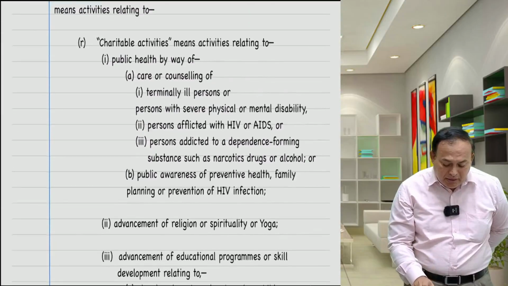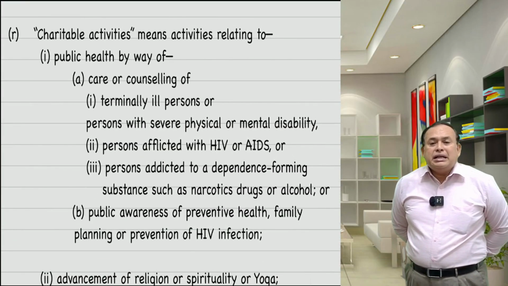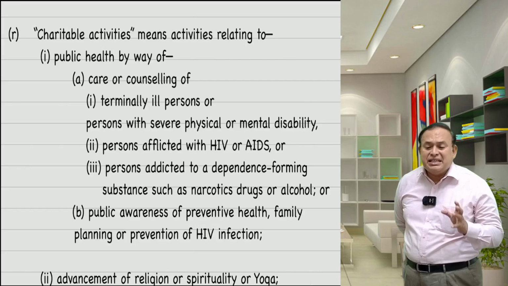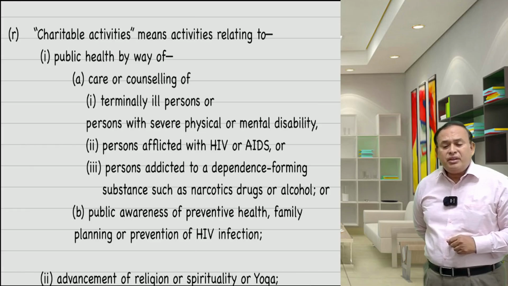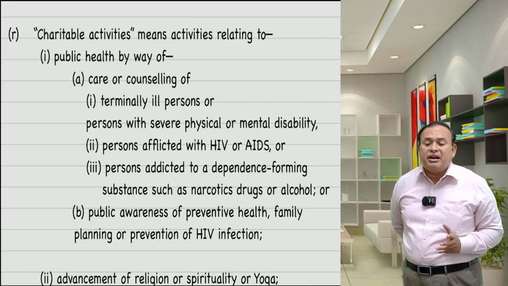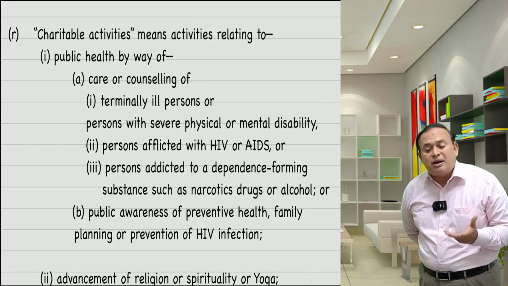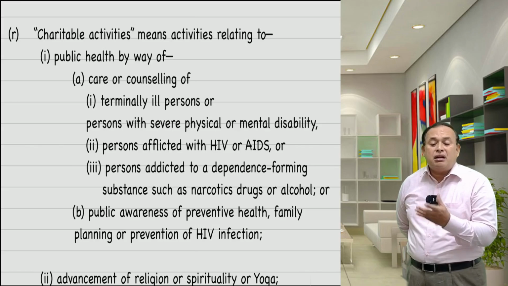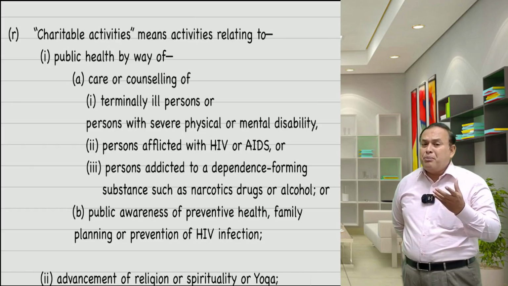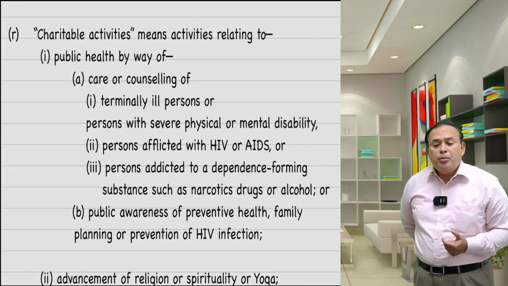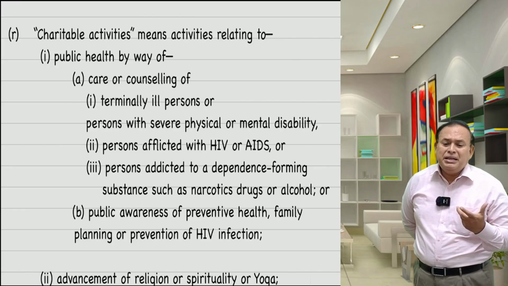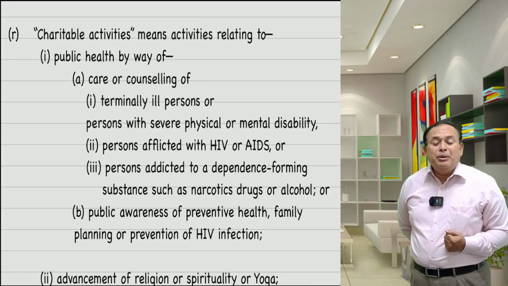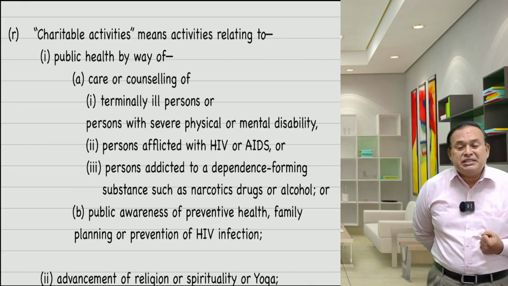What are they? They are as follows. Public health by way of care or counseling of terminally ill persons or persons with a severe physical or mental disability, care or counseling of persons afflicted with HIV or AIDS, or public health by way of care or counseling of persons addicted to a dependence forming substance such as narcotics, drugs or alcohol, or public health by way of public awareness of preventive health, public health by way of family planning, public health by way of prevention of HIV infection.